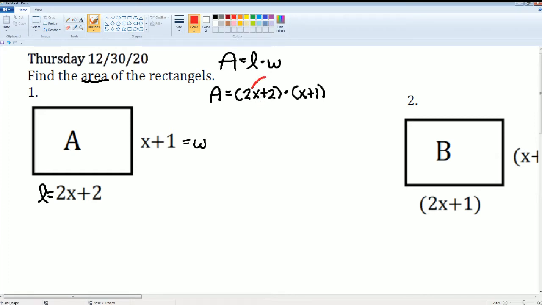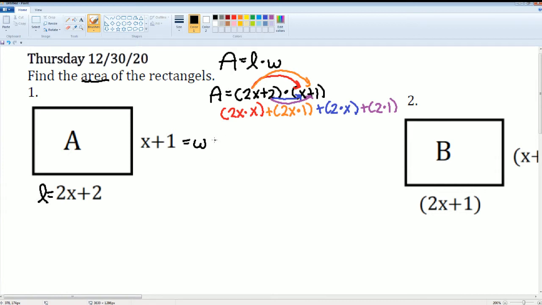Okay, so first that is 2x times x, and then your O, which is outer, so plus 2x times 1. Then you have your inner, 2 times x. Then your last one, 2 times 1. Right, so let's simplify this.